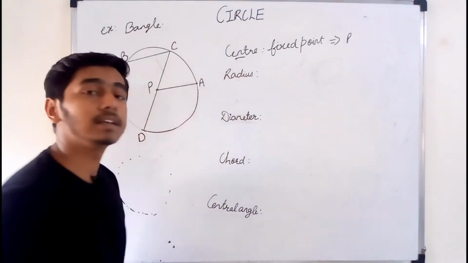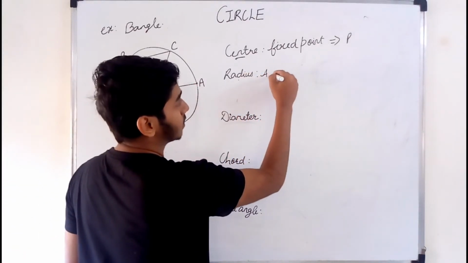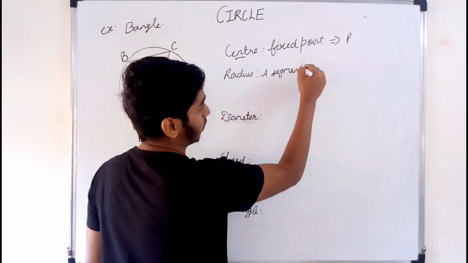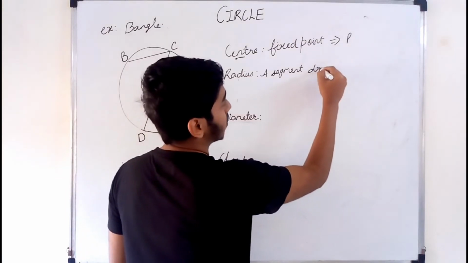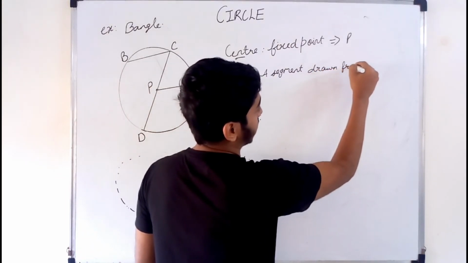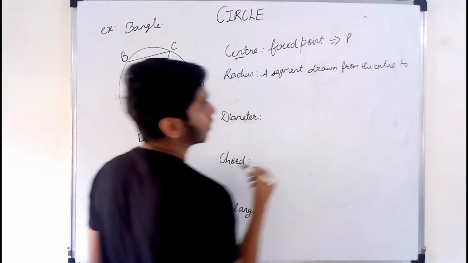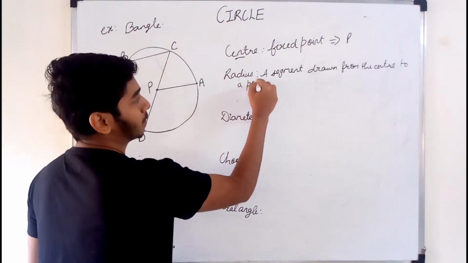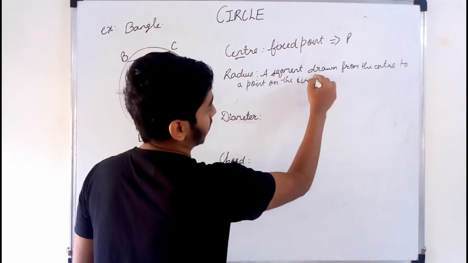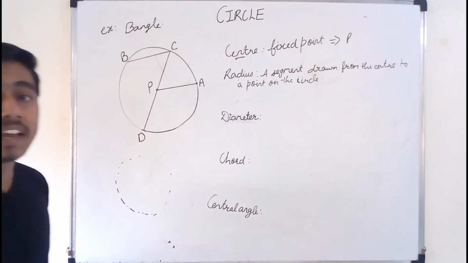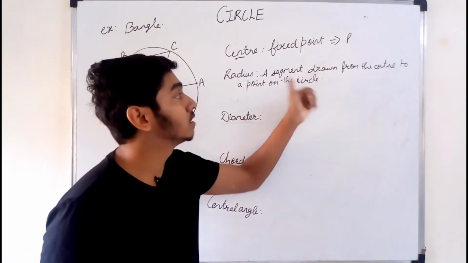Now radius. The radius is a segment. So we'll write it first: a segment drawn from the center to a point on the circle. So what is the radius then? The radius is a segment from the center to a point on the circle.